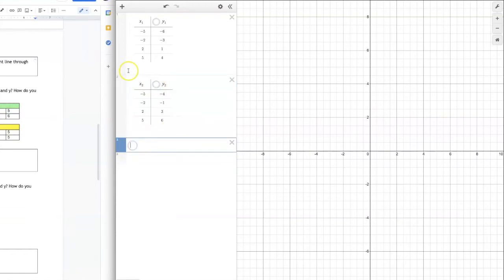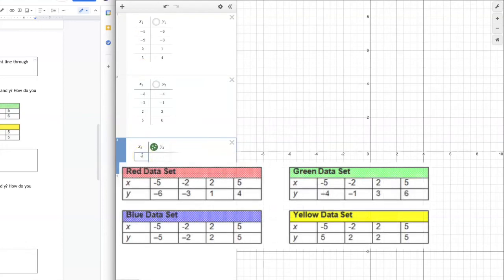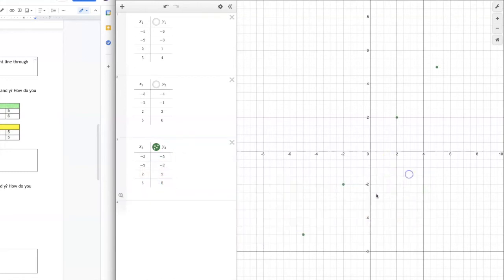Let's try the blue data set. -5, -2, 2, 5. And this one looks like it is going to go exactly through 0. Do you see that? How it lines up perfectly? So I would say blue is a proportional relationship.